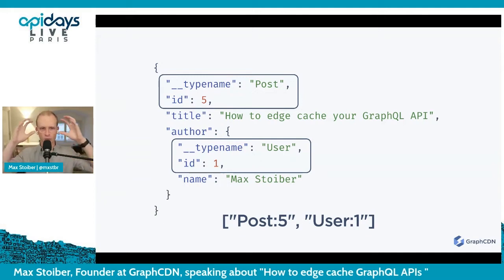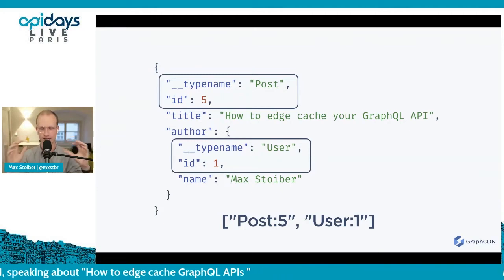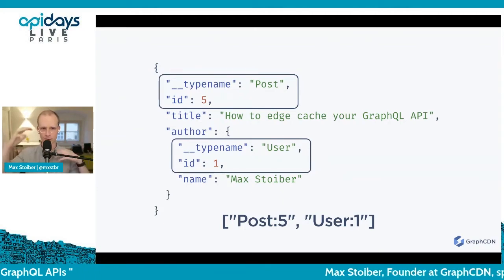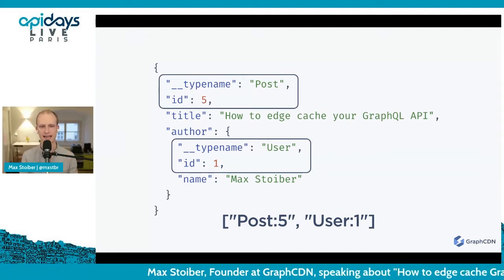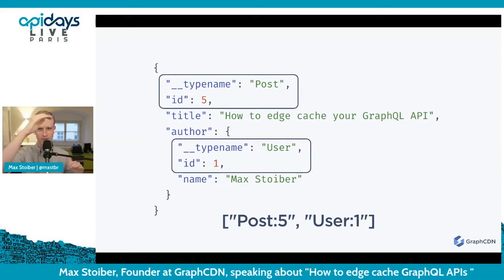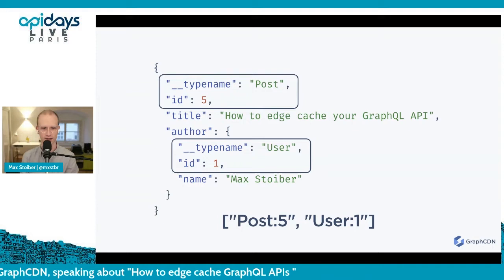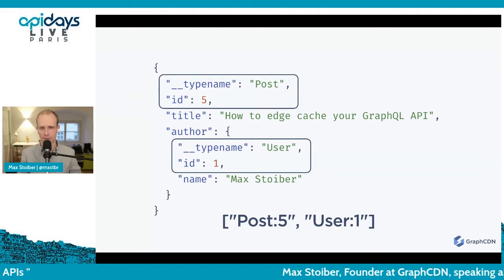We know that the top level data that we fetched was a post, and the author data that we fetched was a user. And GraphQL clients now take this response and put it into the cache. They store it in the cache and they tag it and say, look, I have this response, and this response contains the post with the ID 5 and the user with the ID 1. Now, why does that matter? Why do we need to tag what we put in the cache? How is that relevant for anything?